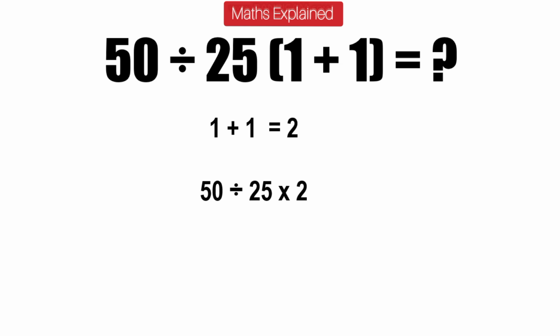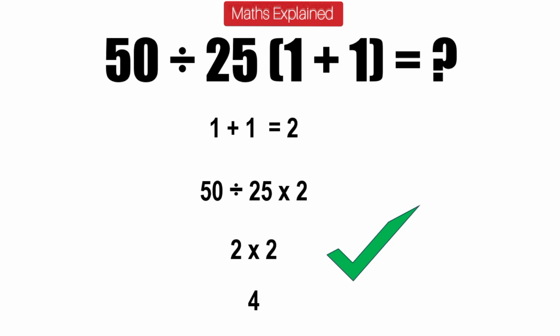Step 3. Solve from left to right. First, 50 divided by 25 equals 2. Good. Now continue. 2 times 2. Correct answer equals 4. Always remember.